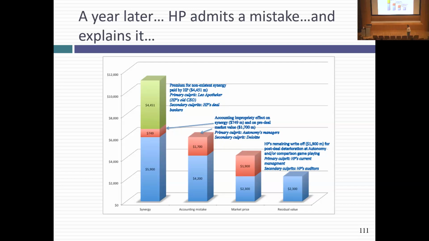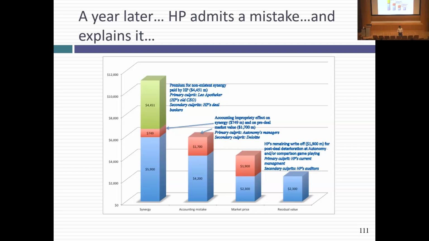It is true accounting impropriety cost about 1.7 billion, and the culprit for that is Deloitte. Maybe we can get the 1.7 billion back from them. And if you look at the remaining write-off, this has to be HP actually running the company worse than it was run before. So lots of blame around here, right?